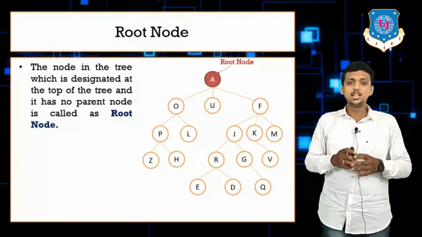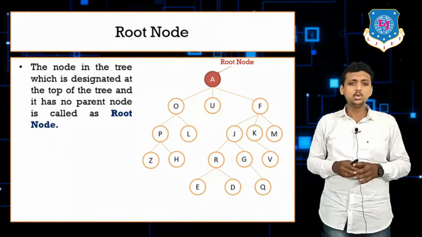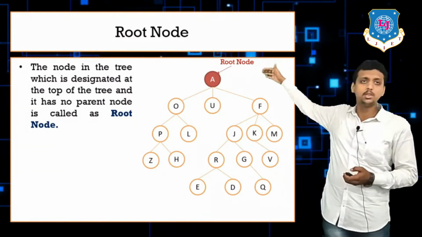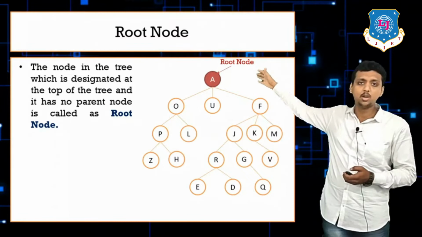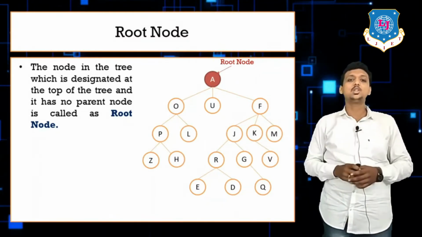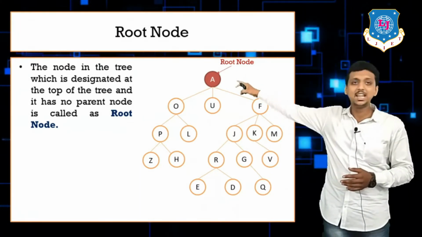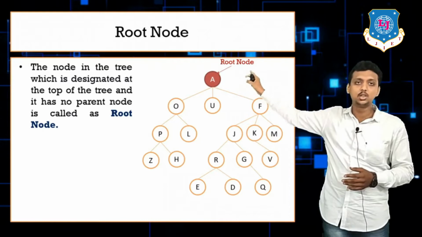Now here it is root node. So what do we mean by root node? The topmost node of the tree, which is designated at the top and does not contain any parent, is known as root node. In our example here, A is known as root node.